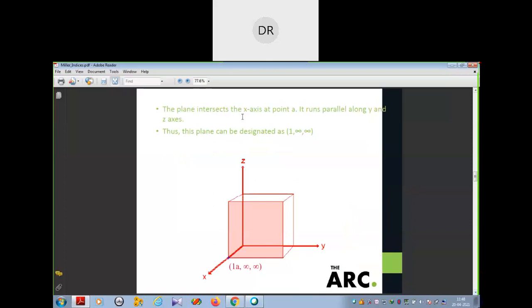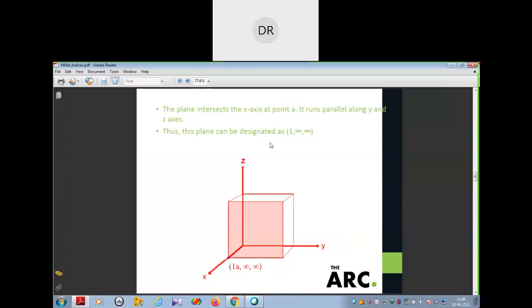What happens in this case? The plane intersects the x-axis at point A. It runs parallel to the y and z axes. That means this plane intersects at A and runs parallel towards the y and z axes, so there will be no intersection. The plane is parallel to the lines in y and z.